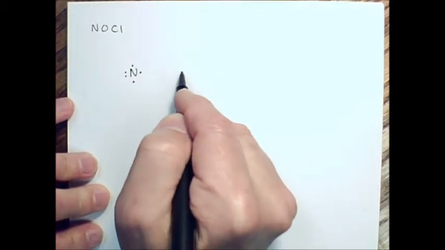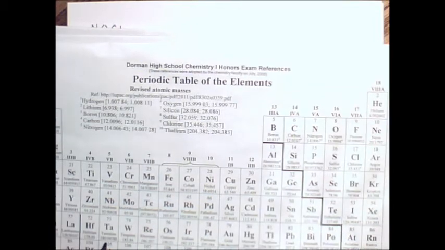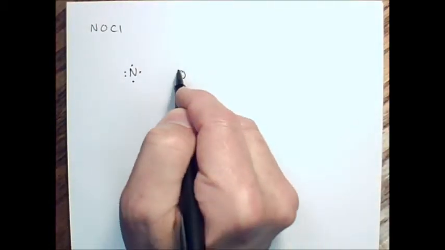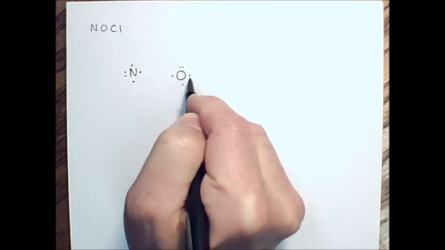Then we want to do the same thing with oxygen. Oxygen's right next to it. Instead of 5, how many electrons does it have? 6. So we put 6 dots: 1, 2, 3, 4, 5, 6.